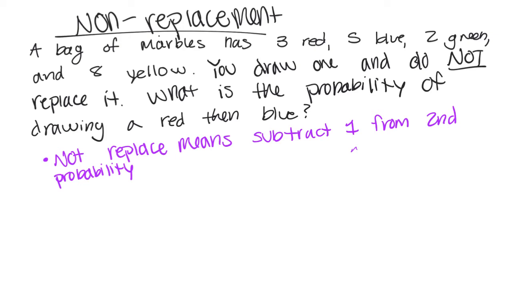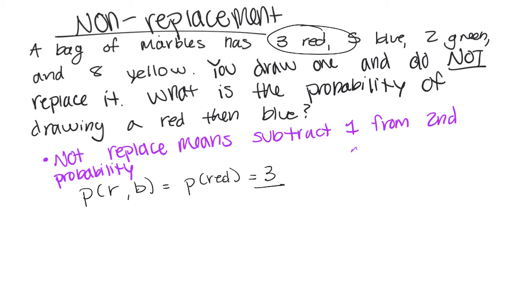Okay, so order matters here. So probability of red then blue. When we don't replace it, that means that we have to subtract 1 from the total. So my probability of red, well, there's 3 red, and I am going to find the total number of marbles by adding them together. So 3 plus 5 plus 2 plus 8 is 18. Actually, I'm going to put that down here.